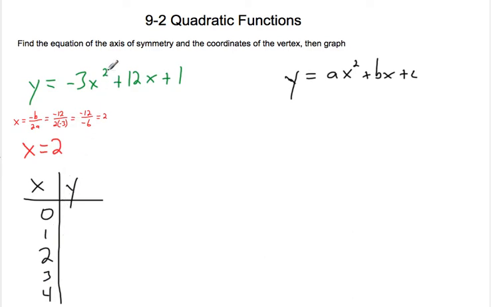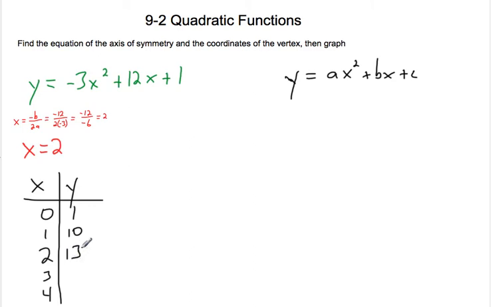Okay, so when we plug in 0, we get 0 plus 1 equals 1. When we plug in 1, we're going to get negative 3 plus 12. So far we're at 9. Plus 1 is 10. And if we plug in 2, we're going to get 2 squared, which is 4, times negative 3, which is negative 12, plus 24. So we're at positive 12 plus 1 is 13.